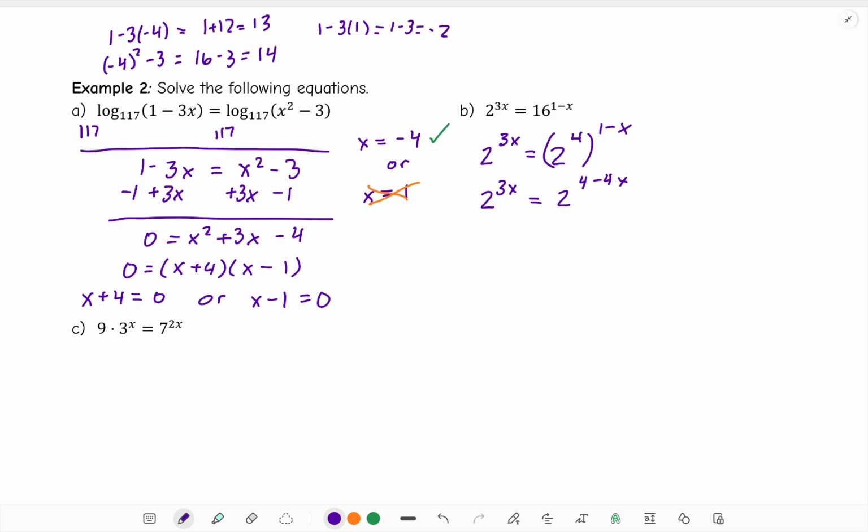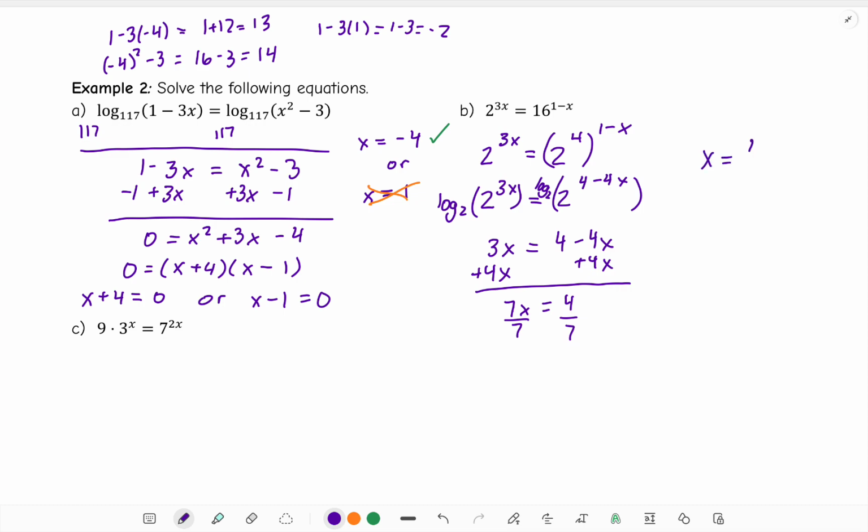And now since the bases match, we can take log base 2 of both sides. That'll cancel out the 2's, and we're left with 3x equals 4 minus 4x. Add 4x, add 4x. 7x equals 4. Divide by 7, divide by 7. X equals 4/7. And if you plug that in, it will work out.